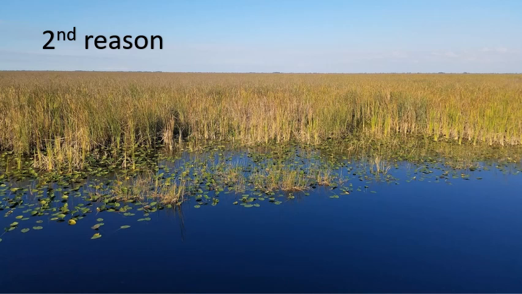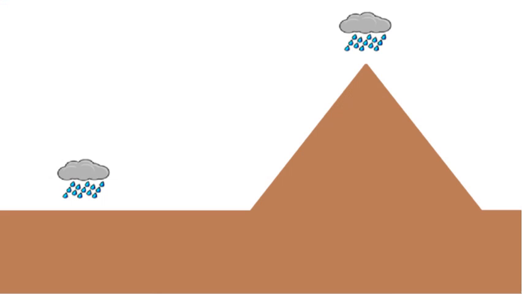Now, the second reason is the shape of the land. Florida is notoriously flat. So all the water that falls out of the sky just sits there on the ground and is able to go into the ground as opposed to sliding off into a river, which then maybe goes to the ocean. Think about it this way.